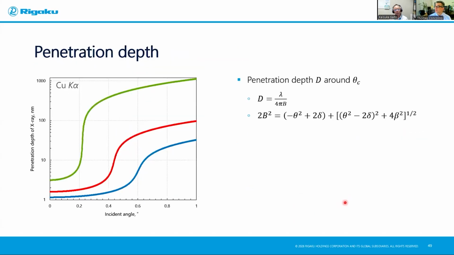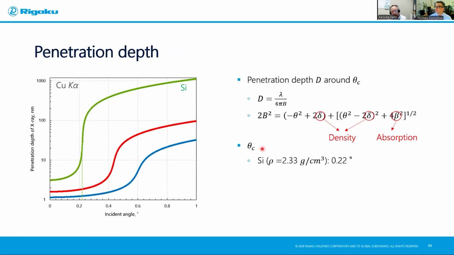Okay, what about penetration? How deeply does X-ray penetrate? The penetration depth d around the critical angle for total refraction is calculated by large D here. Large D is a function of large B, and B is calculated by this, which is a function of delta and also beta, so density and absorption.